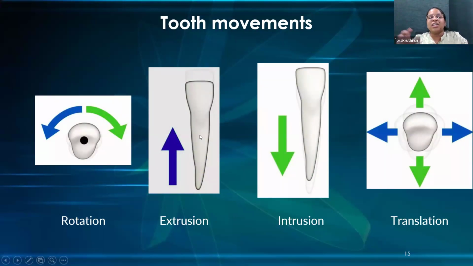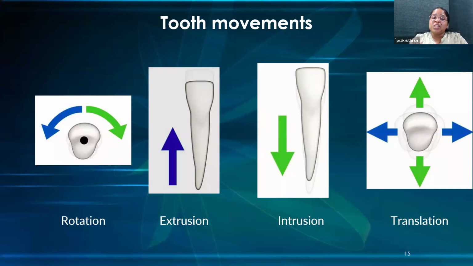Extrusion is moving away from the socket into the oral cavity, or towards the occlusal table. But this is almost an impossible tooth movement with aligners. It's like sitting inside the car and trying to push the car. Imagine this, will this happen or not? No. That's how you're trying to grip onto the teeth and pull them down. That is a difficult movement with aligners.